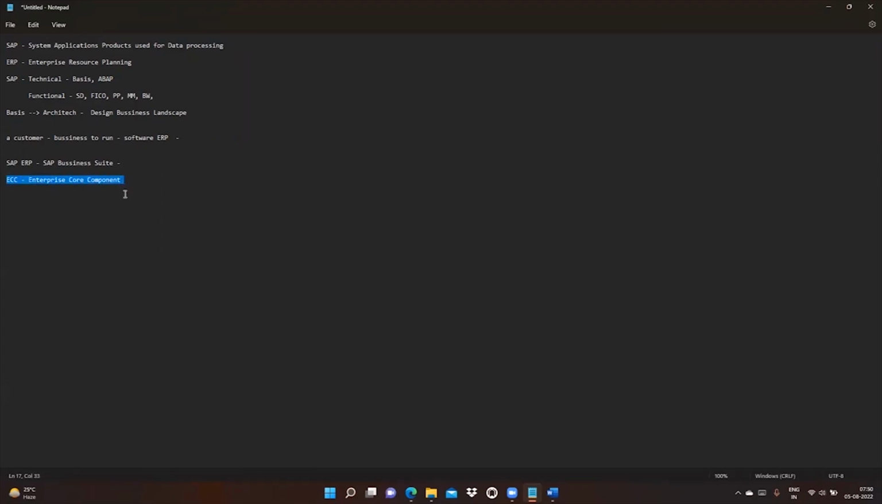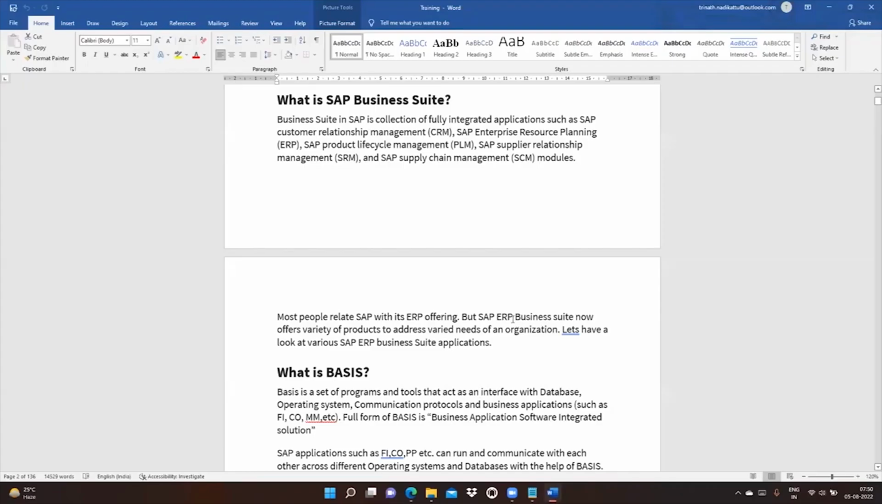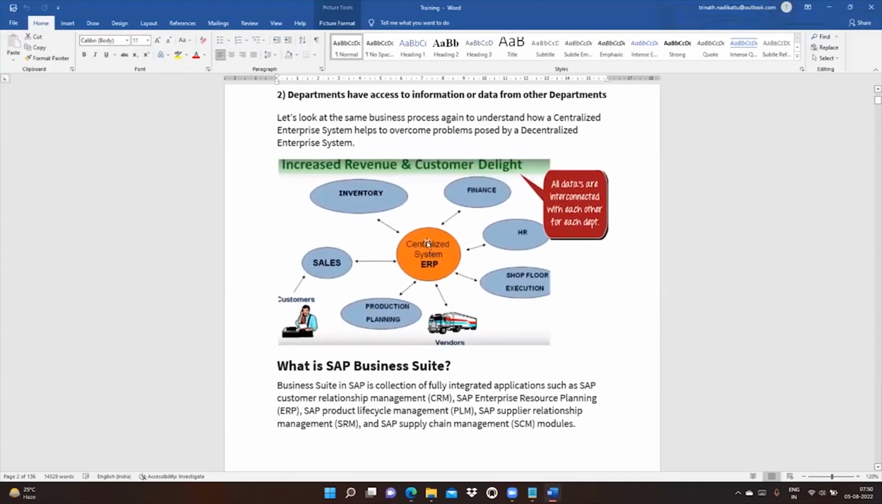The reason I am stressing this ECC is that this core component will be acting as your centralized system. Generally, all these departments give their inputs into one central system, which is called the ECC system when it comes to SAP. That's what we call the Enterprise Core Component. It's the main system which runs the business.